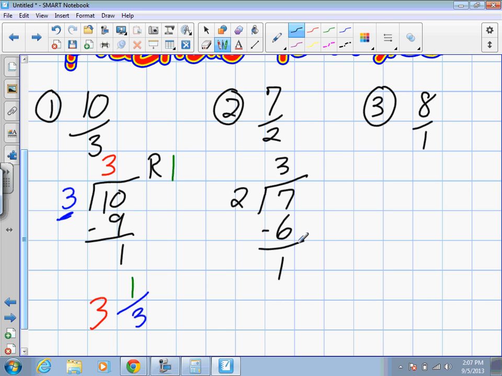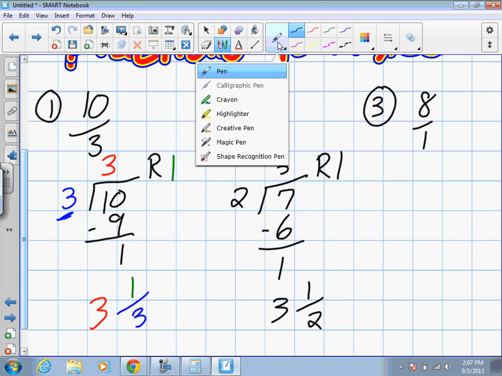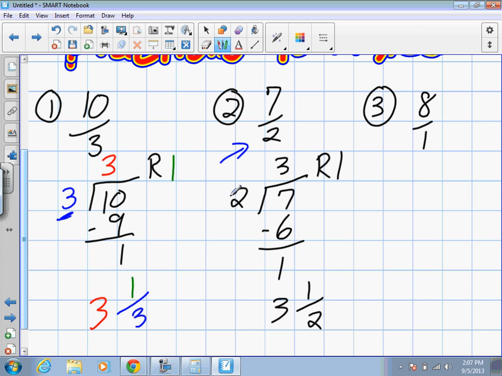Okay. So again, very similar. What's going to be our whole number here? 3 is going to be our whole number. What's going to be the denominator? 2. And the numerator? 1, that's right. Always remember that when we're changing from an improper to a mixed fraction or back, the denominator stays the same. This value never changes.